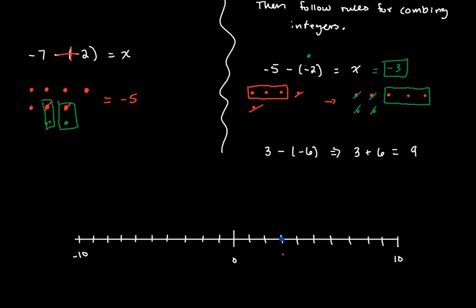0, 1, 2, 3. And I'm going to either take away -6, or I'm going to add in a +6, right? So I'm going to start here. If I take away -6s, if I'm moving in the negative direction, I'm going this way, over here towards this -10. If I'm adding in negatives, I'm going to get more negative, so I'm going to move this way. If I'm taking away negatives, I'm going to move in the positive direction.